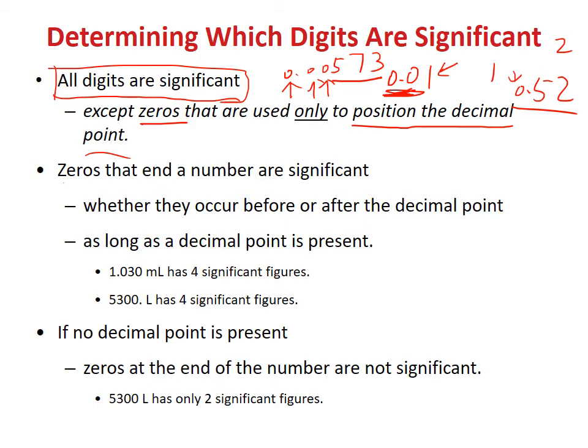Next, zeros that end a number are significant. For example, 5.0. This is a significant figure because this zero is not used to position the decimal point, because otherwise you could just write 5. So these two have the same value, but they have different meaning.